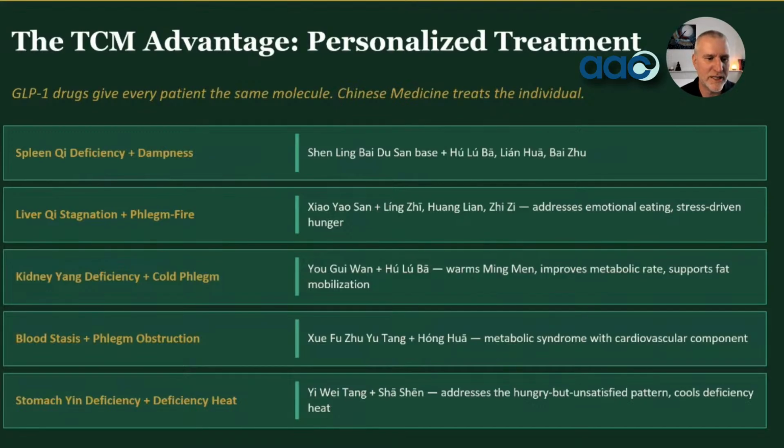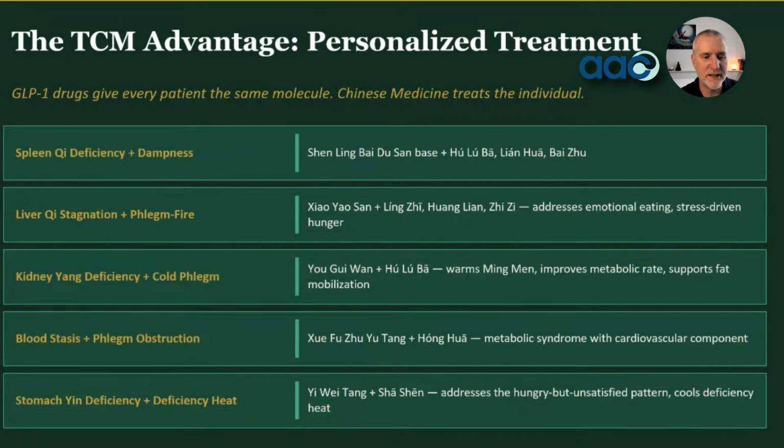If we have liver qi stagnation accompanying together with some phlegm and heat, we can use Xiaoyao San and add Lingzhi, Huanglian, and Zhizi. And also, if we have kidney yang deficiency and cold phlegm, we can use a variation of Yu Gui one and also add Huluba. And if we have blood stasis and phlegm obstruction, we can use as a base Shui Fu Tzu Yu Tang and add Honghua, sort of like to address the metabolic syndrome with cardiovascular component.